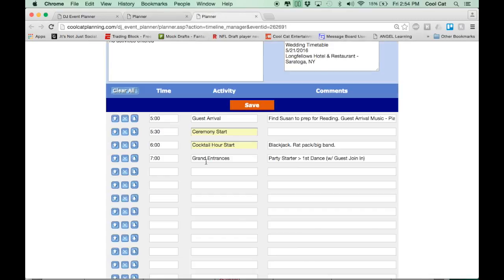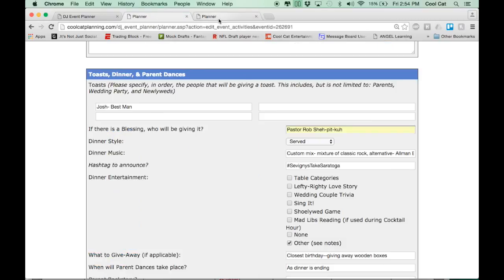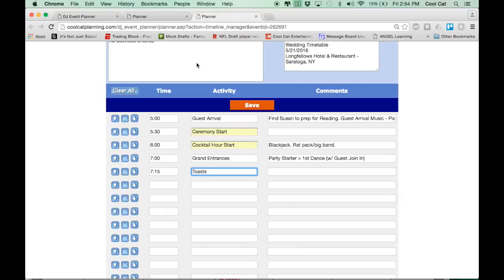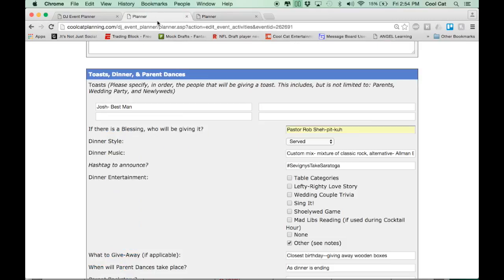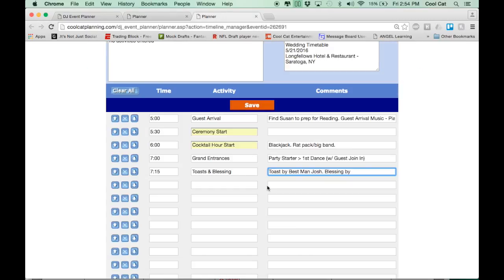But right after grand entrances, you move right into toasts. You figure grand entrances usually take something like 15 minutes for the actual grand entrances, the party starter, and the first dance. So 7:15 toasts, and we also have a blessing in this case. So I'm going to write that in the timeline so you don't forget. Toast by best man Josh. Blessing by Pastor Rob.